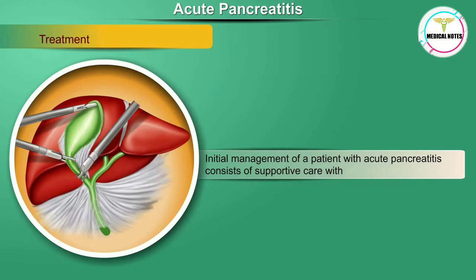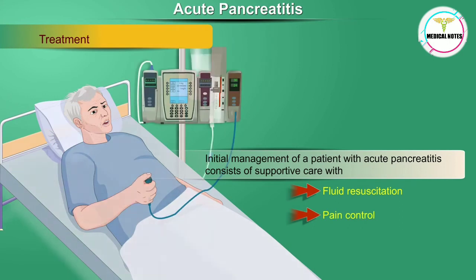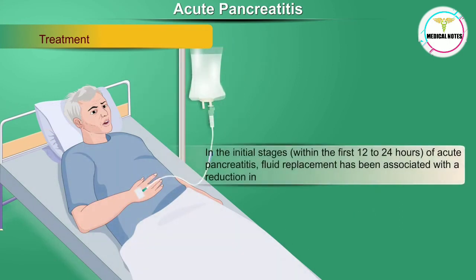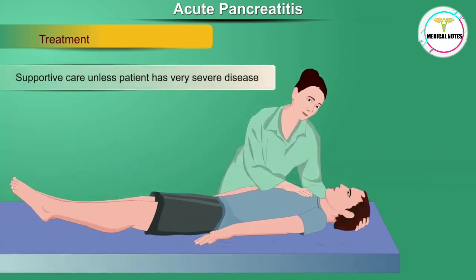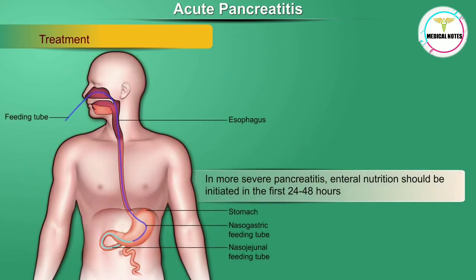The initial management of a patient with acute pancreatitis consists of supportive care with fluid resuscitation, pain control, and nutritional support. In the initial stages, which is within the first 12 to 24 hours of acute pancreatitis, fluid replacement has been associated with the reduction in morbidity and mortality. Supportive care, unless the patient has very severe disease, is required. In mild pancreatitis, peroral intake can be resumed as tolerated, that is, when the patient no longer experiences any postprandial pain. In more severe pancreatitis, enteral nutrition should be initiated in the first 24 to 48 hours.